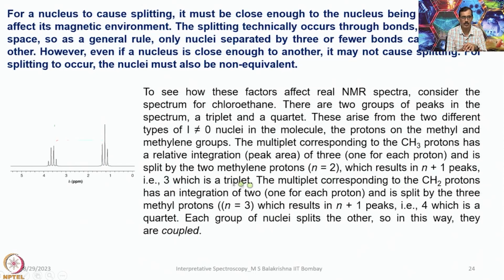The multiplet corresponding to the CH2 protons has an integration of 1 for each proton and is split by 3 methyl protons, N equals 3, which results in N+1 peaks, that is 4 peaks, a quartet. Each group of nuclei splits the other, so in this way they are coupled. If you measure the spacing between the lines here and the lines here, it is similar. The spacing between the 2 lines in a chemical shift is called the coupling constant and is represented in Hertz.